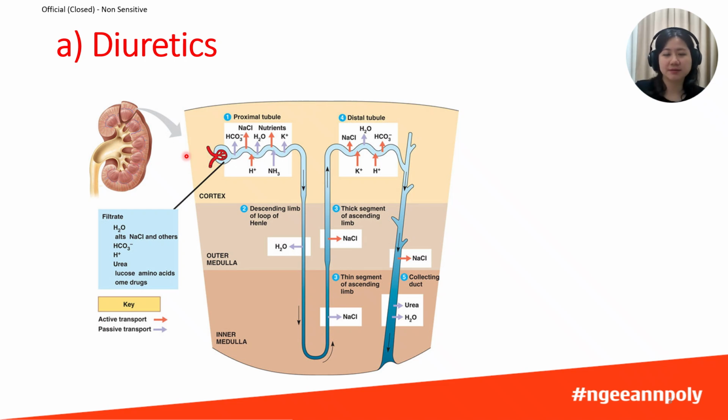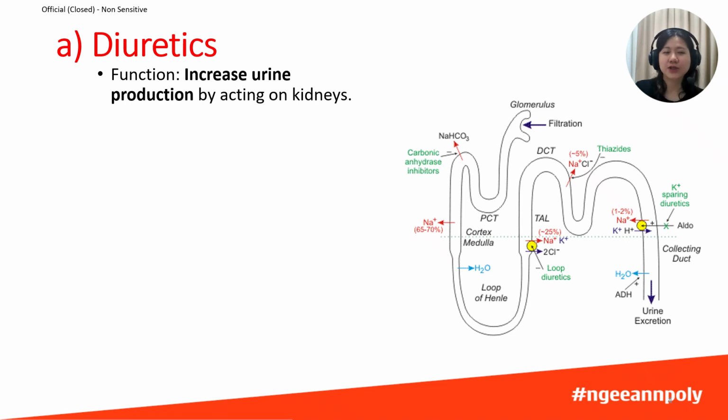blood vessel. As the fluid moves along the tubule, most of the water is reabsorbed into the blood, along with the minerals and nutrients needed by the body. The remaining fluid and waste is excreted as urine. So diuretics work to increase urine production by acting on the kidneys.